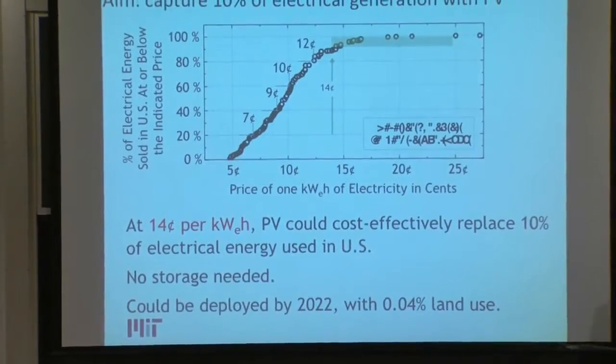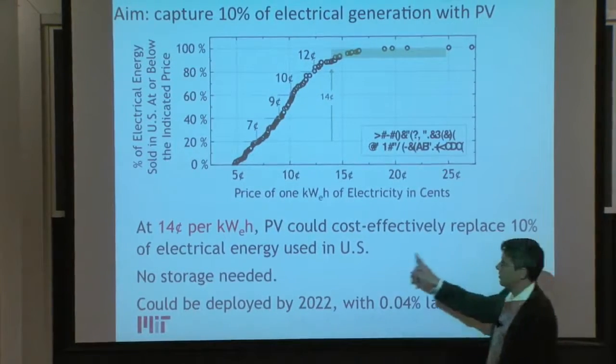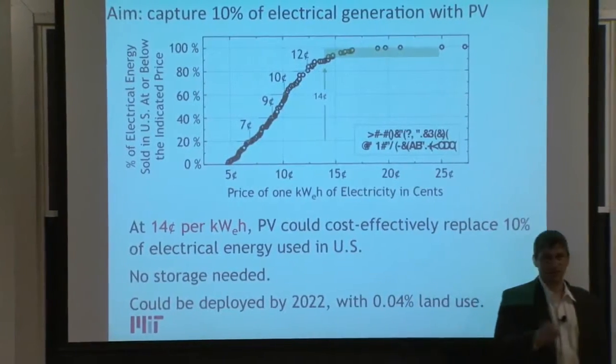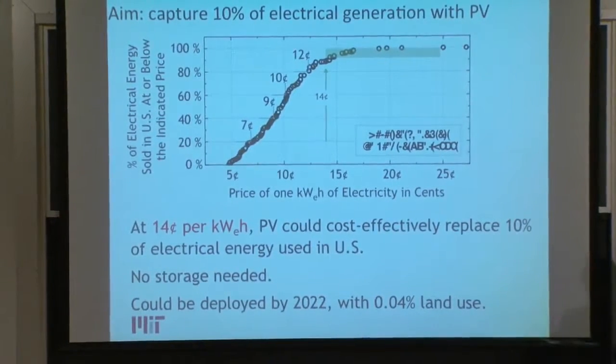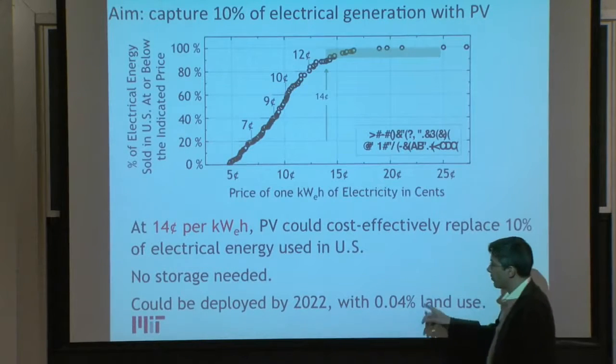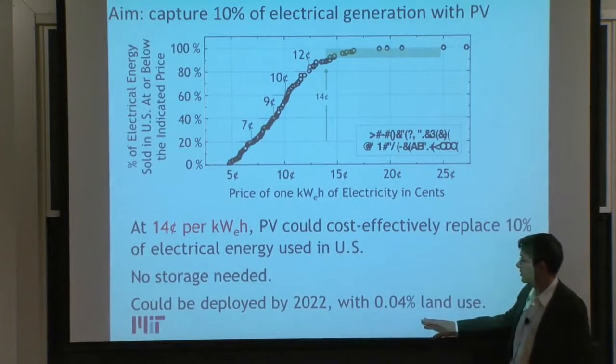That's the price target. So the question is, could we replace 10% of electrical energy in the US with PV at a cost of 14 cents? That becomes the target, right? And now that starts to sound reasonable. Not easy in any way, but more reasonable than replacing all energy or all electricity. One important point is it actually could be done. It could be deployed, okay?